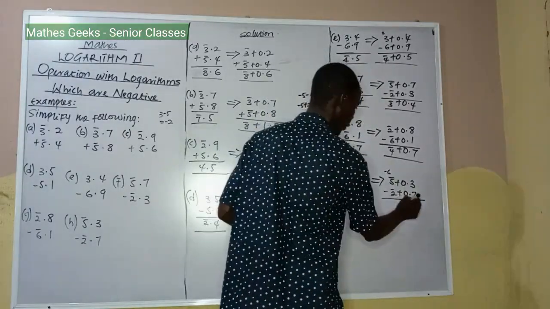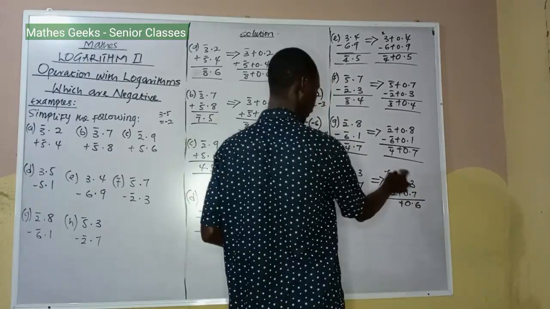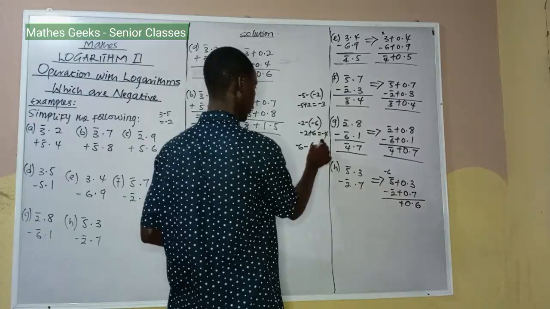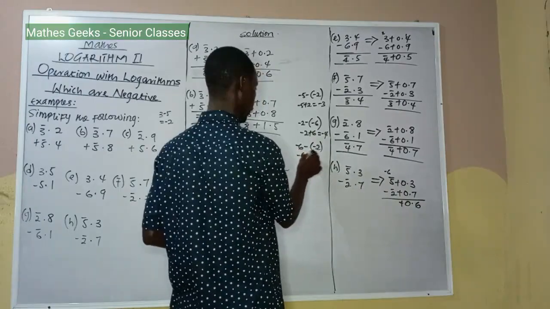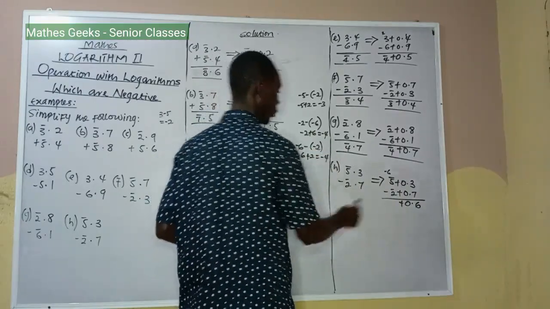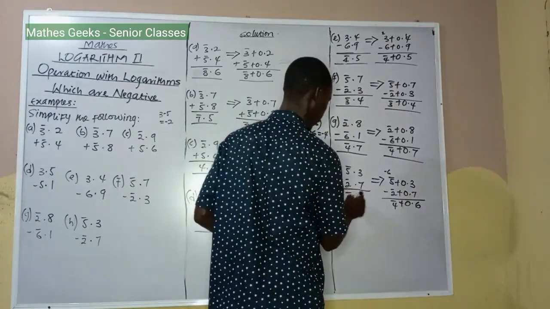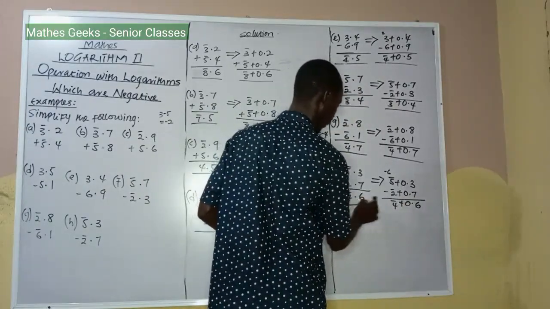Okay, so here becomes 0 plus bar 6 minus bar 2. That gives us minus 6 plus 2, which equals minus 4. So this becomes bar 4. So here, bar 4.6 is our final answer.